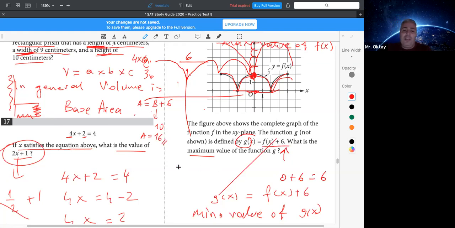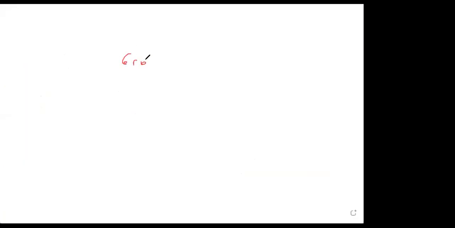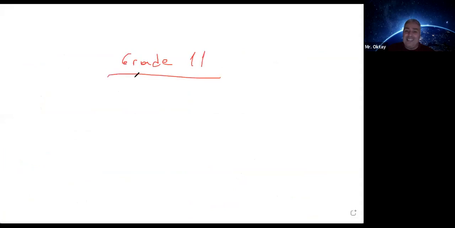Okay, let me tell you this. If y is equal to x squared, and if the graph is this, can you tell me what is y is equal to x squared plus 3? How can you draw? 1, 2, 3 units up. So this is the graph, finished. Isn't it? We know this, right? Guys, grade 11. I understand.